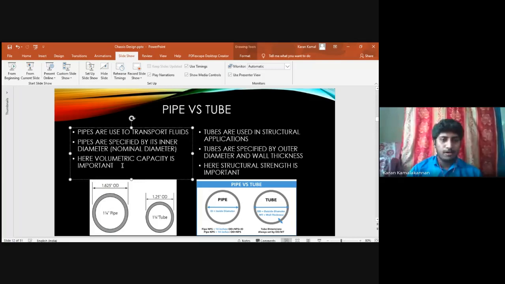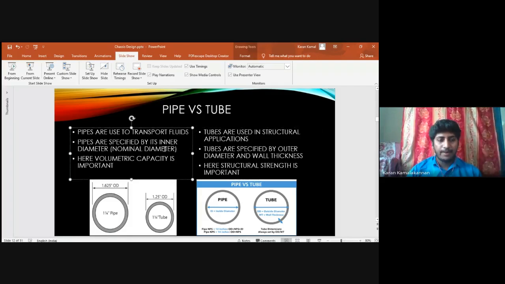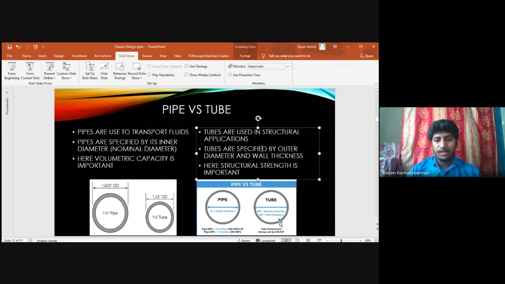Pipes are used for transporting fluids actually, because being a piping engineer, I know the difference. So pipes are mainly used for transporting fluids, but tubes are used for structural applications, structural strengthening or for making cages or things. And pipes are specified by their inner diameter, while tubes are specified by the outer diameter and wall thickness.